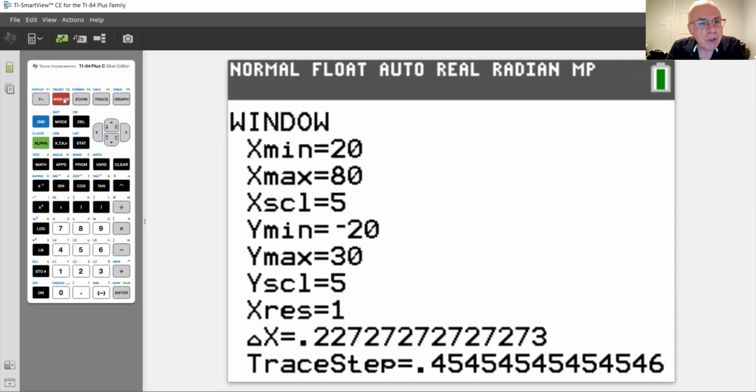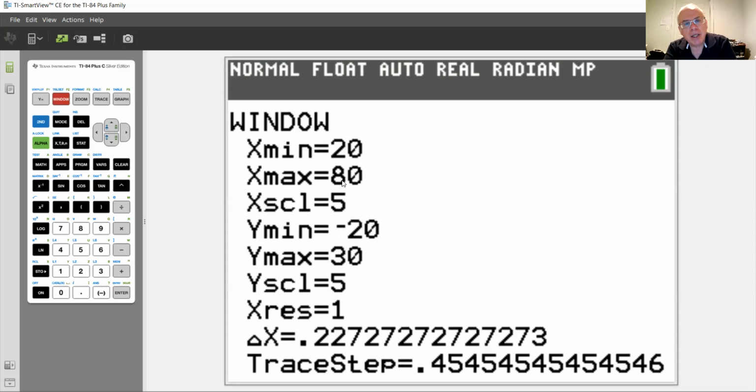So if we go back to the window, you can see I chose x minimum 20. We want x to run from 20 to 80. Again, you can choose whatever numbers you want. Just make sure that the minimum here is something a little smaller than the minimum value of x, and the maximum value of x you choose is something a little bit bigger than the maximum value of x in the data set. I'm choosing an x scale of 5, just because I don't want the notches too close to each other. And it seems reasonable that the notches should be 5 units apart if we're running from 20 to 80. Y minimum, I'm choosing -20, Y maximum 30.